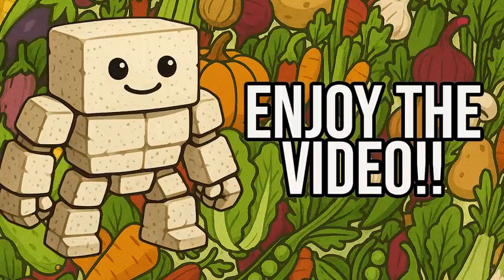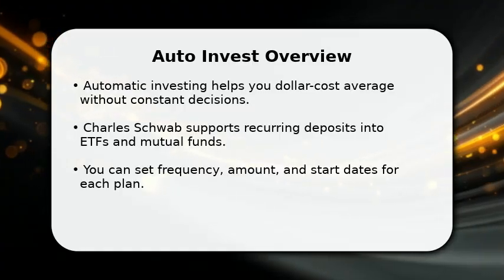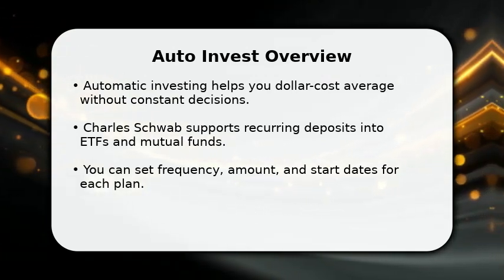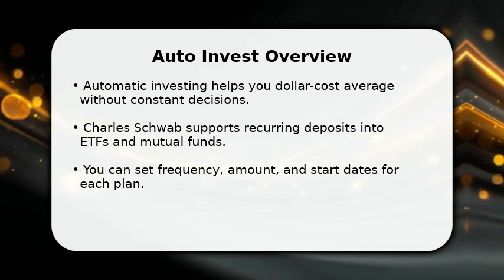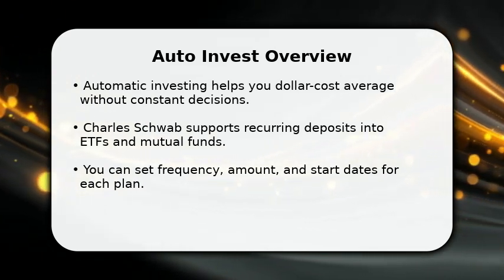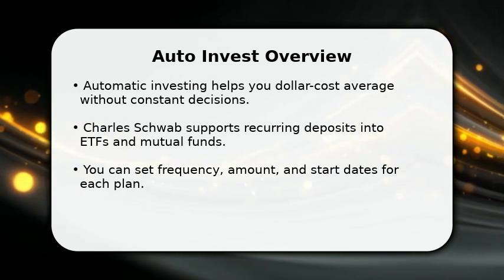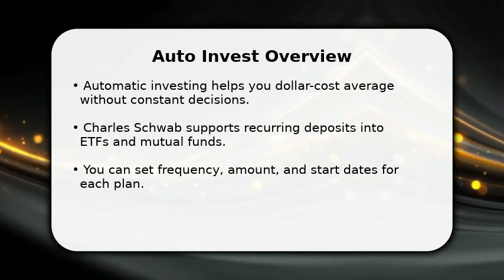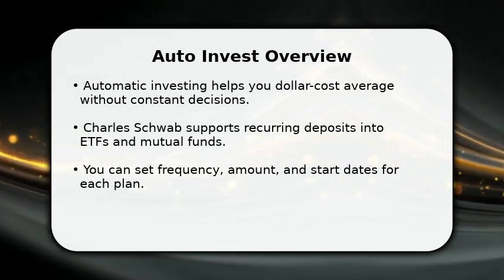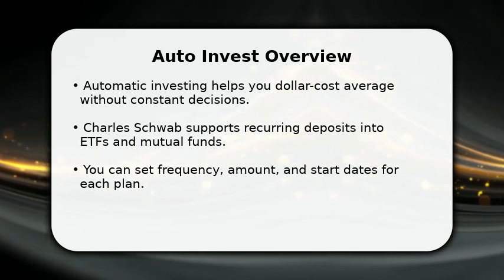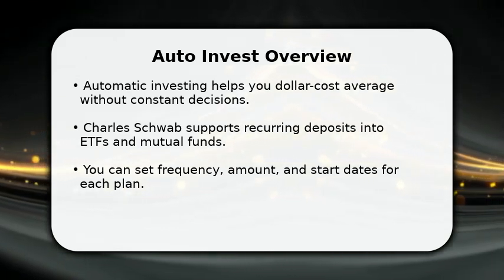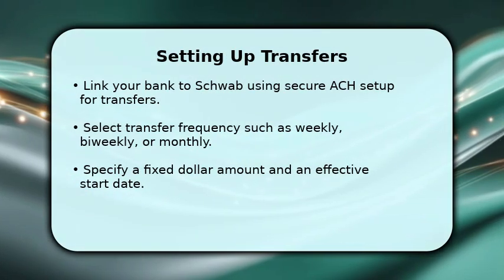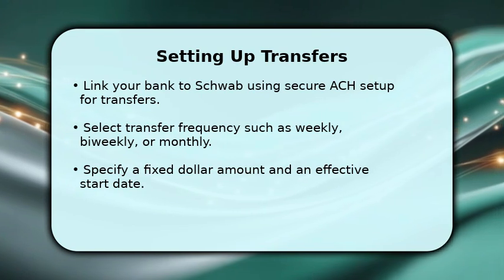Please enjoy the video. In this video, I will show how to auto-invest with Charles Schwab. Start by logging into your Schwab account and open the Automated Investing or Recurring Transfers section. Choose the account you want to fund, pick the investment like an ETF or mutual fund, and set a deposit amount and schedule. Confirm funding source, review fees and options, then activate the plan so contributions run automatically on your chosen cadence. Next, set up the transfer that feeds your investments on autopilot.